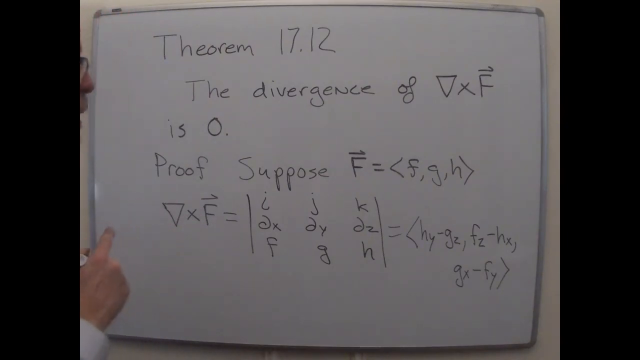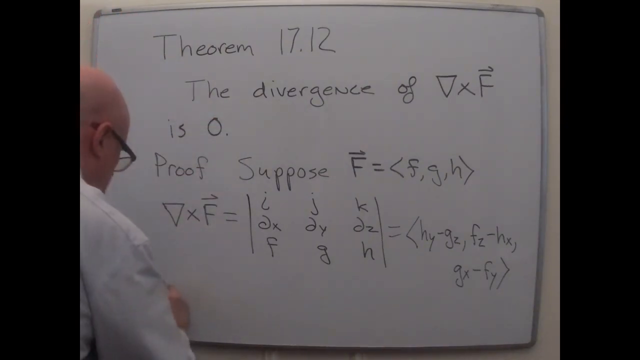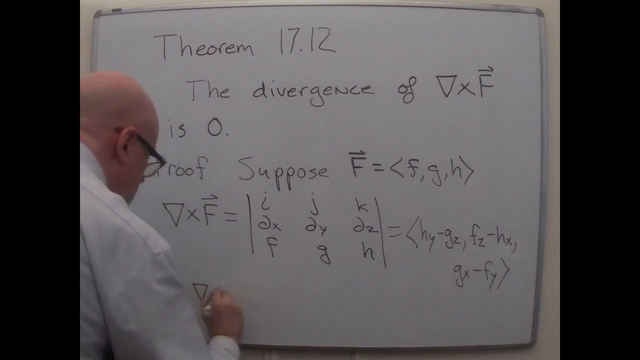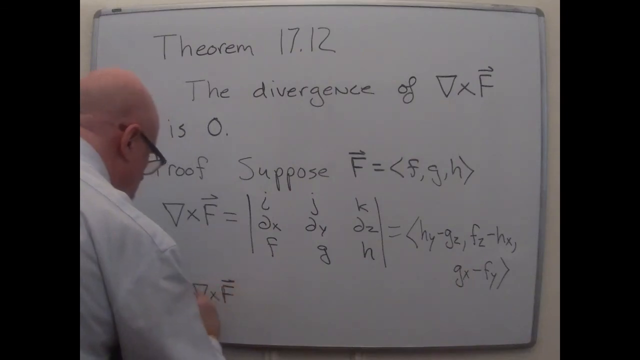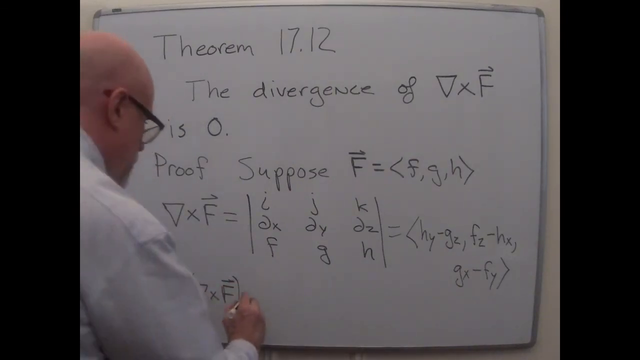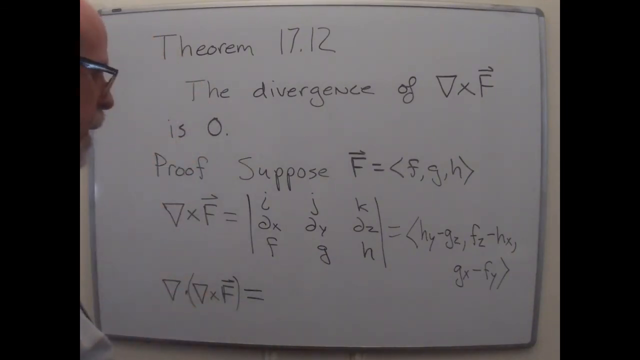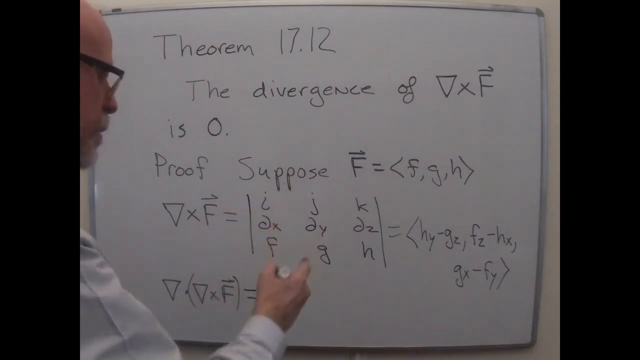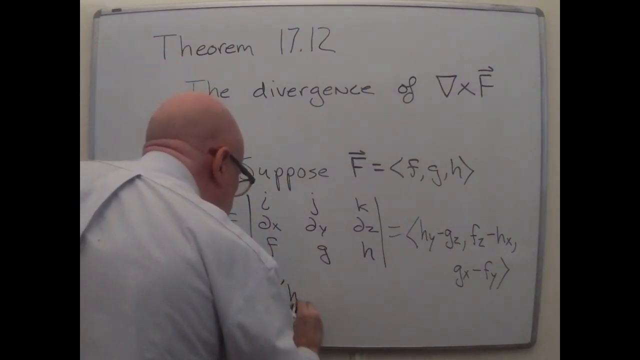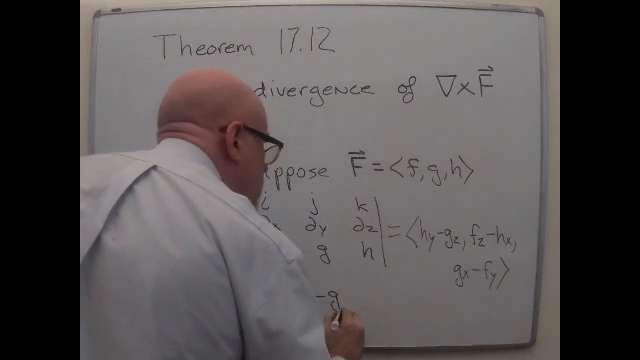Now let's see what happens if we take the divergence of that. So that is del dotted with del cross F. I guess I need parentheses to explain that. We take the x partial of the x coordinate. So you are going to get h sub yx minus g sub zx.